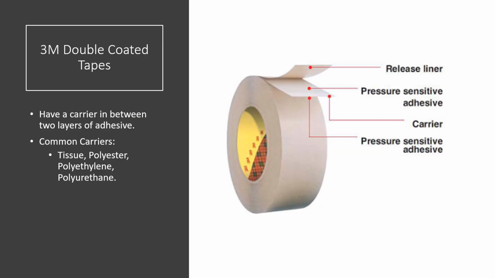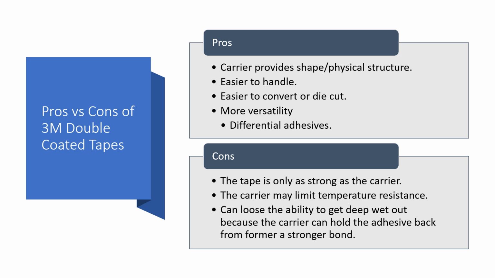Double coated tapes are constructed with a carrier. So you have a carrier such as tissue, polyester, polyethylene, or polyurethane that are coated with adhesives on both sides. The benefits of a double coated tape are the carrier provides structure. It makes it easier to handle because it has that extra body to it, and it's also easier to convert and die cut. Also with the double coated tape, you have the ability to add differential adhesives to it. So you could have one side with acrylic adhesive and you could have another side with a silicone adhesive.